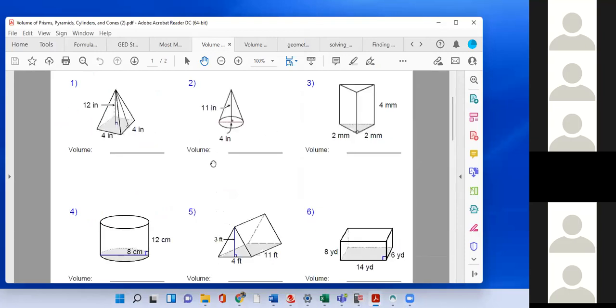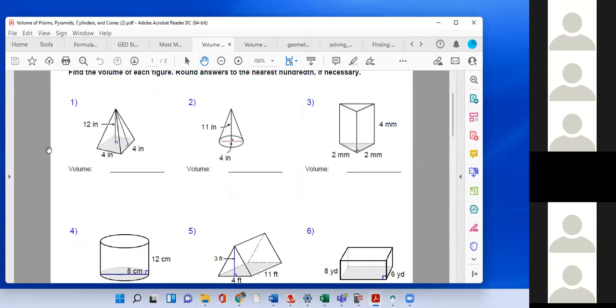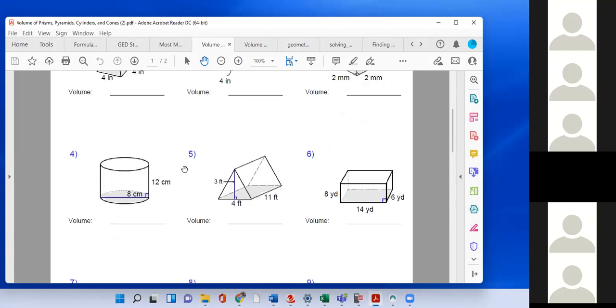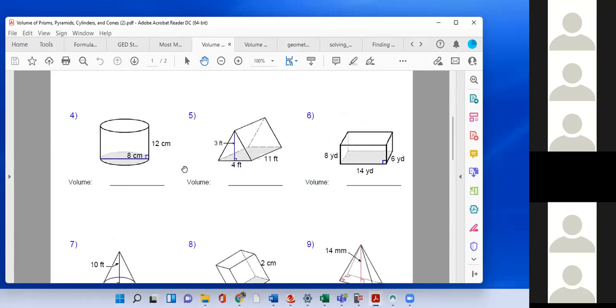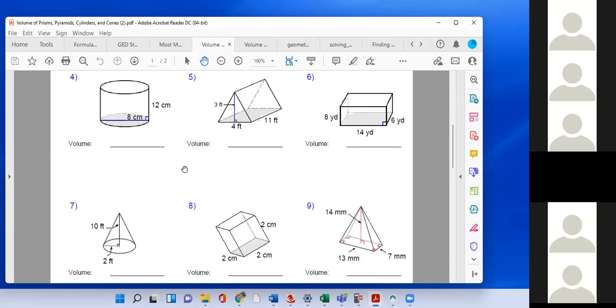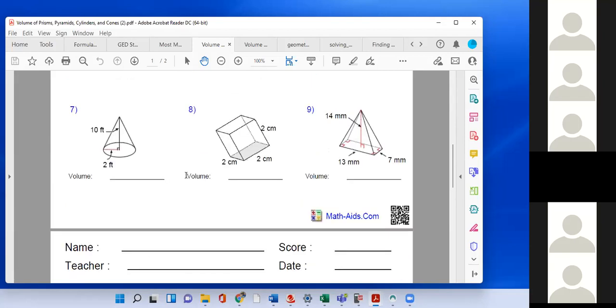So now you know. Okay, number 1 is what? That's the pyramid. Number 2 is a what? Cone. Number 4 is a what? Cylinder. Number 6 is a what? A rectangular prism. A rectangle is 2 dimensions. A rectangular prism is 3 dimensions. Number 7 is what? Cone. Number 8 is what? A cube or a rectangular prism. A cube is just a special rectangular prism, all sides are equal.